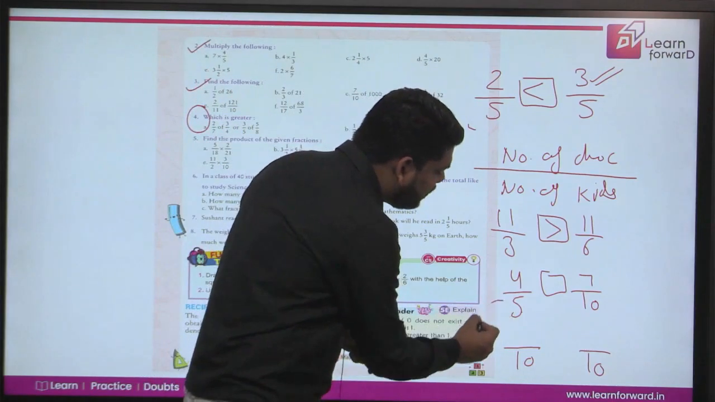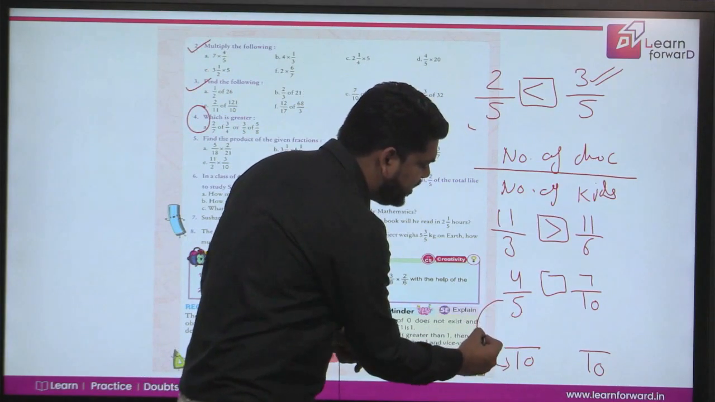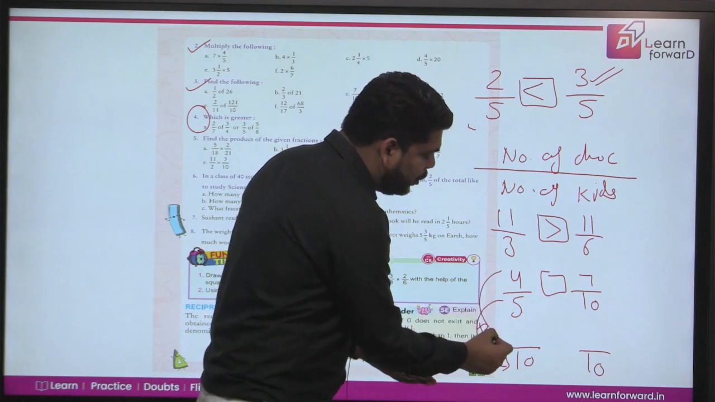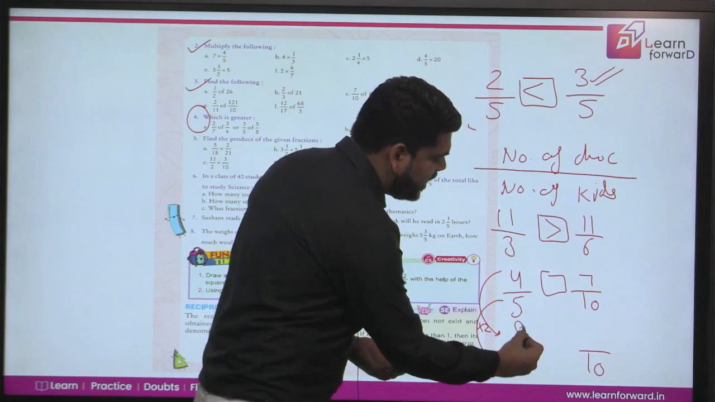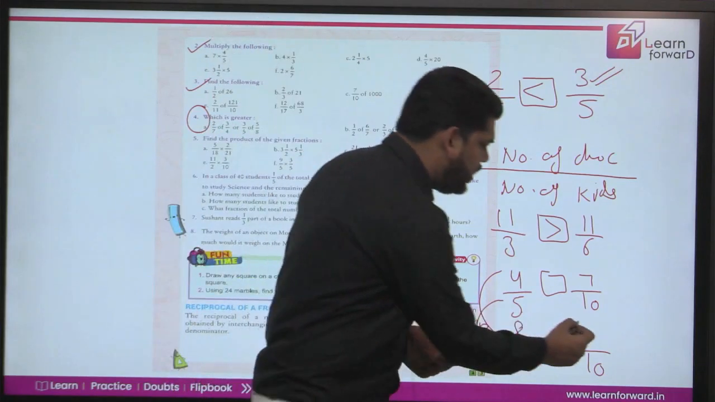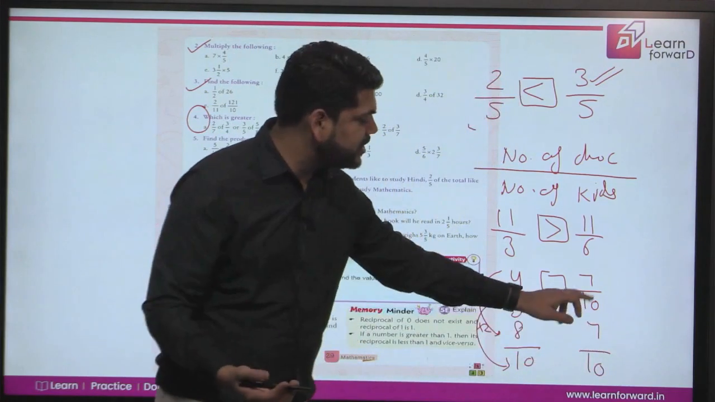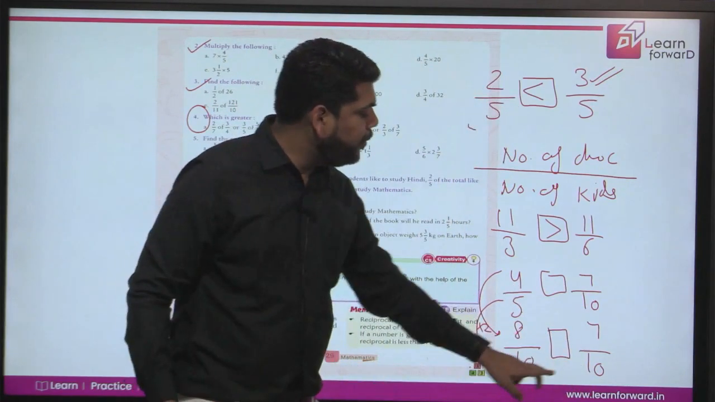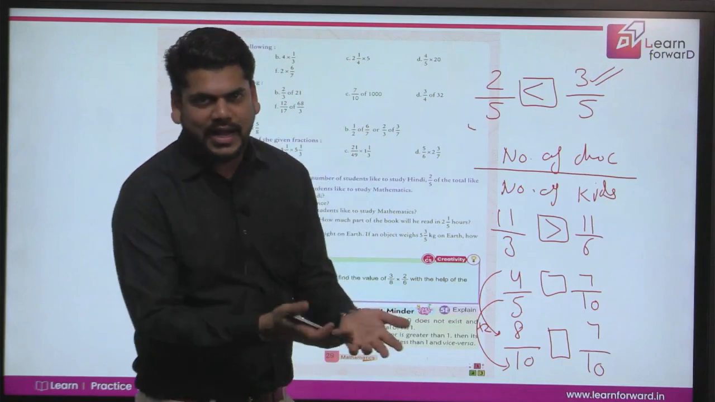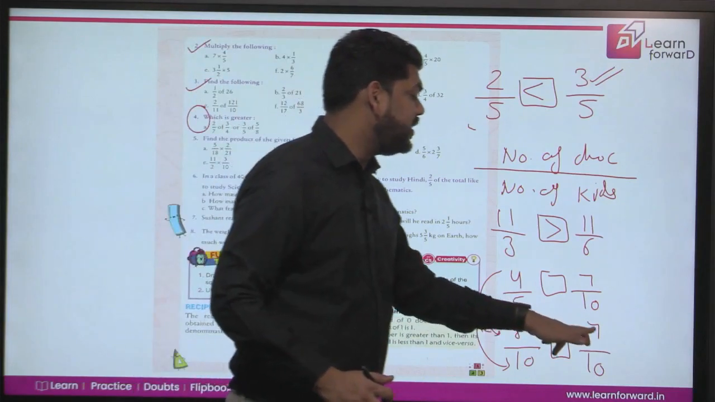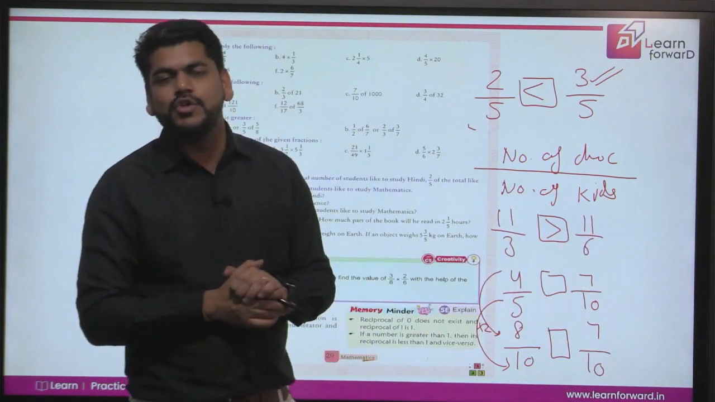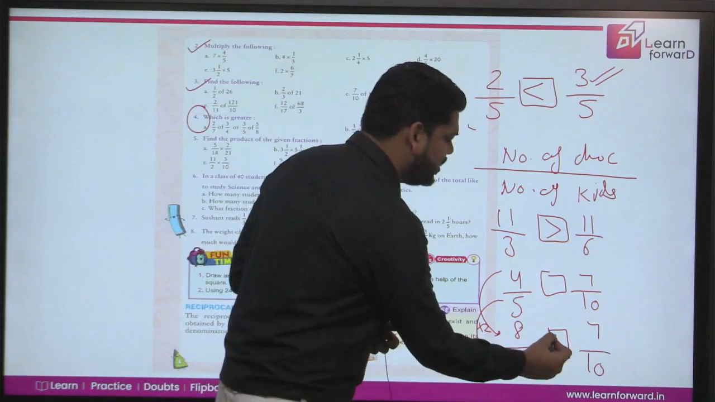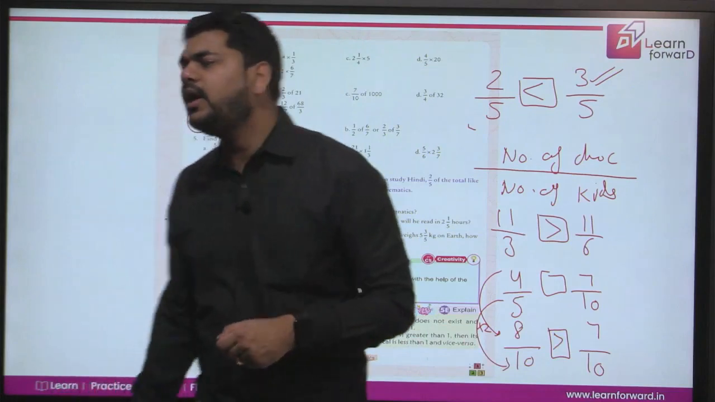If 5 becomes 10, we obviously need to multiply it with 2. So again we will multiply the numerator with 2 and the answer will be 8 by 10. And here the answer will remain the same because it's already 10. Now again the same formula. In both the cases the number of kids is 10, but here the chocolates are 8, here the chocolates are 7. So in which case will you be getting more chocolate? 8 by 10. Yes. So this way we'll be able to do the comparison.